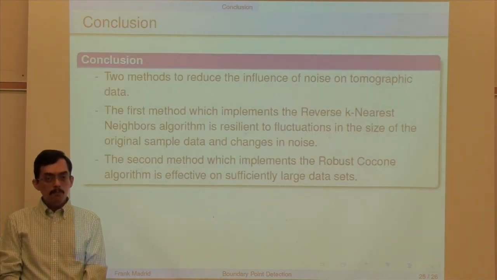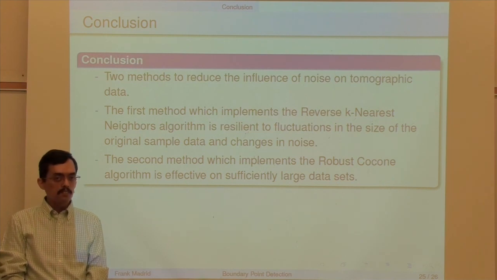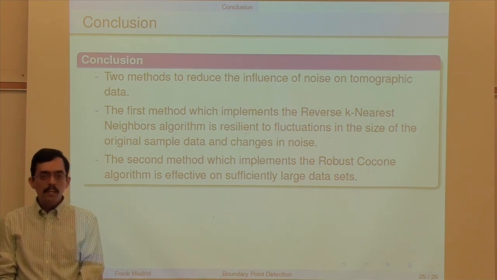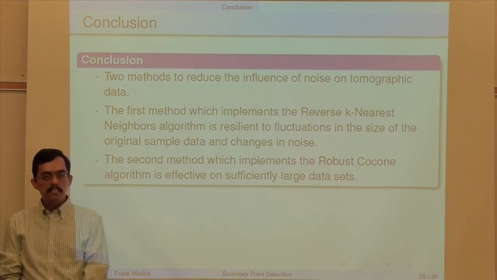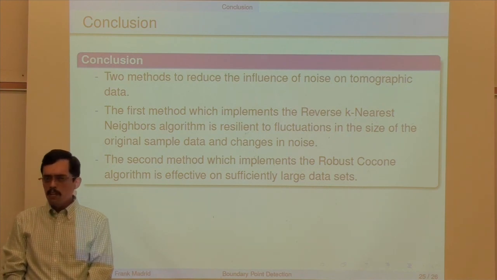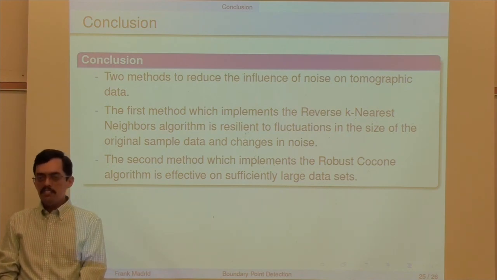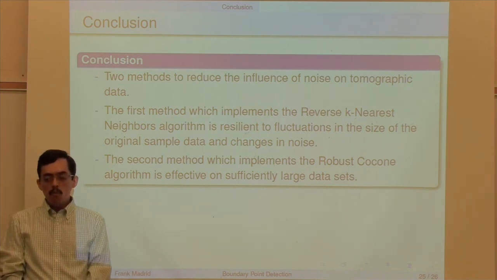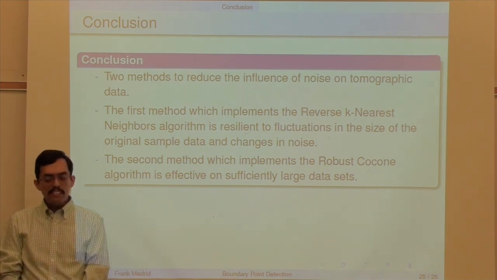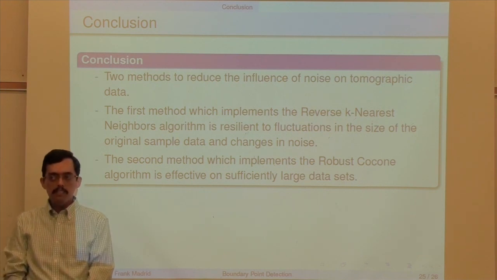In conclusion, we propose two methods to reduce the influence of noise on tomographic data. The first method implemented the reverse k-nearest neighbors algorithm, which was shown to be resilient to any changes in sample size and noise, while the second method, which implements the robust Cocone algorithm, is effective on sufficiently large data sets and has been shown to be less effective on small data sets.